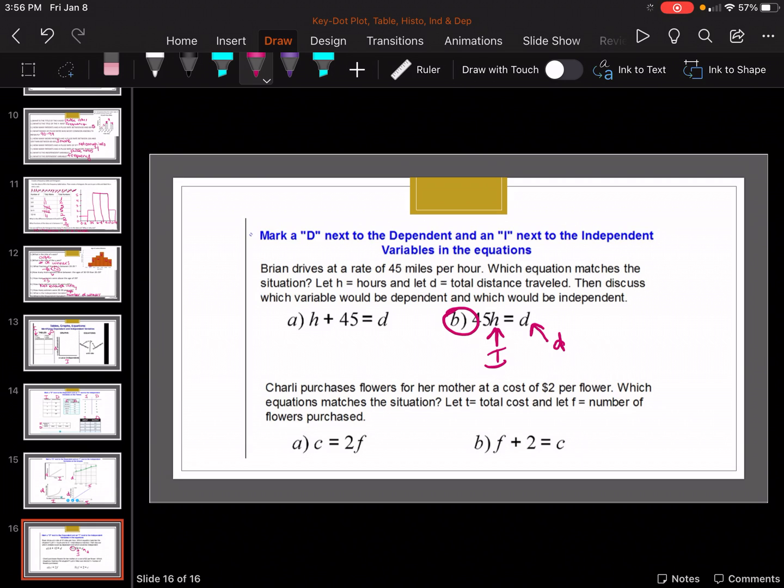Charlie purchases flowers for her mother at a cost of $2 per flower. Which equation matches this situation? T is the total cost. F is the number of flowers purchased. You're going to multiply it again. F is your independent, and C is your dependent. Okay, make sure you have all this filled in.